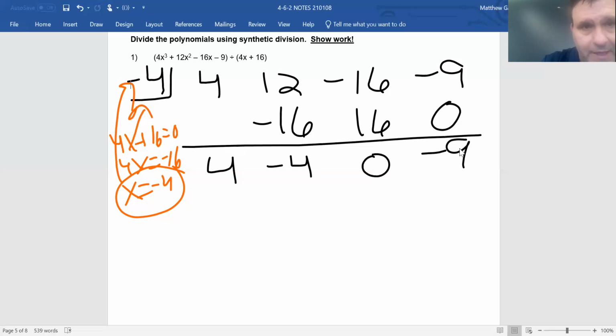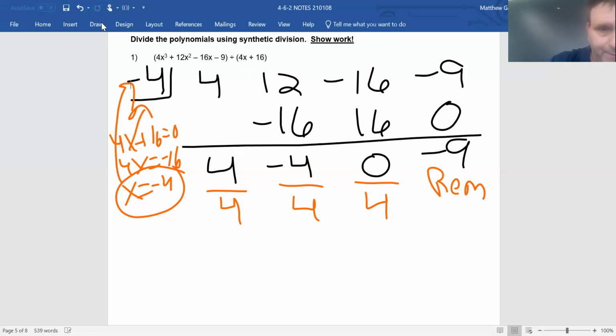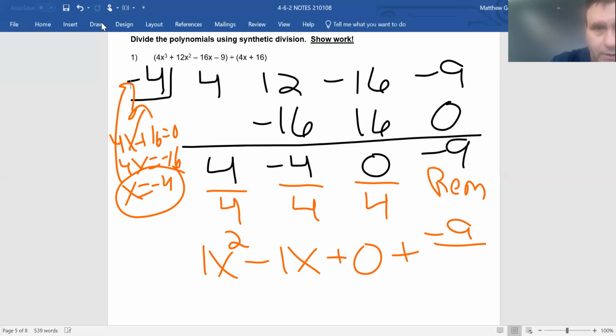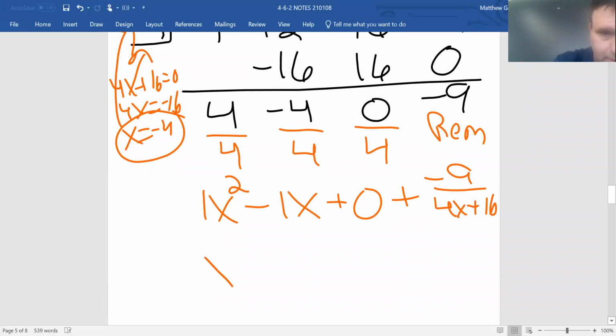So we have a remainder of -9, but you can't forget to account for the 4 in the divisor. All right, so you have to divide all of these by 4, except the remainder. This is your remainder. So we got 1x squared minus 1x. You don't even have to put the plus 0. So the remainder is -9 over 4x plus 16. So we leave the 0 out of our answer. So it's -9.